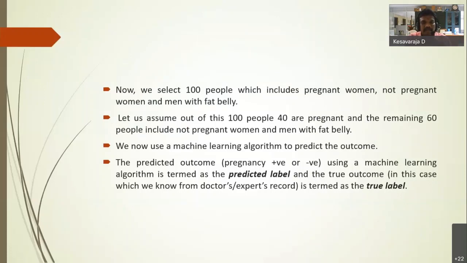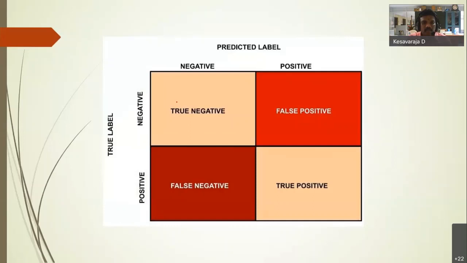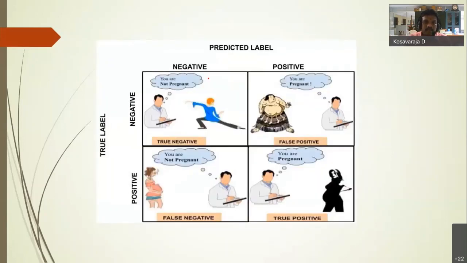I'm taking an example: 100 people. Among them, 40 are pregnant and 60 are not pregnant. So there are 4 classifications: true negative, false positive, false negative, true positive. I'm entering a predicted label. If the person is not pregnant and the system identified not pregnant, that's true negative. If the person is pregnant and the system identified pregnant, that's also correct. If the person has a big belly and the system identified wrongly, or the person is pregnant but the system wrongly identified not pregnant, these 2 cases are errors. So this is for a confusion matrix.